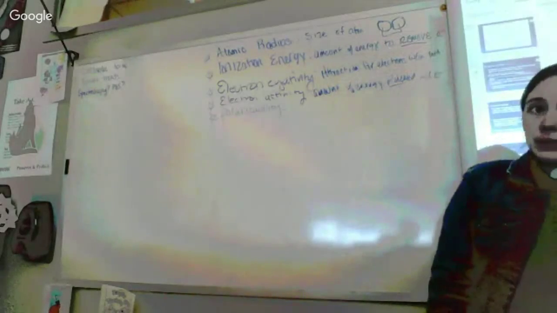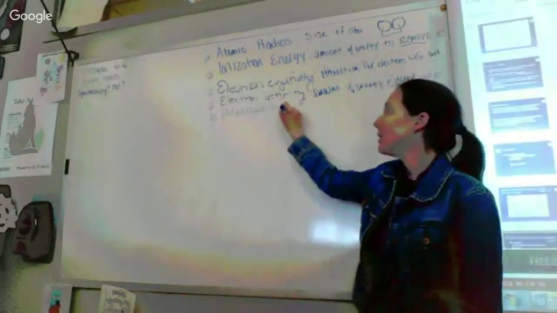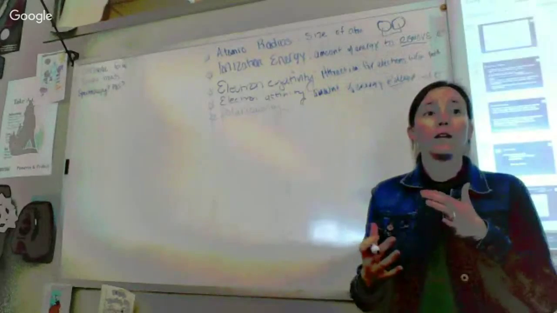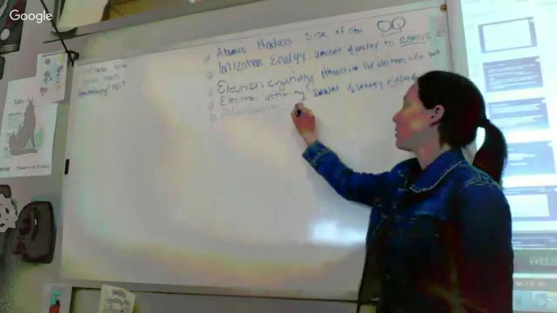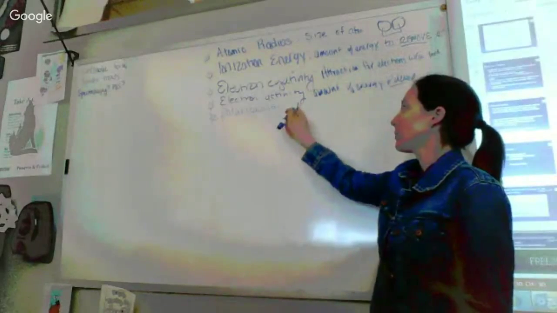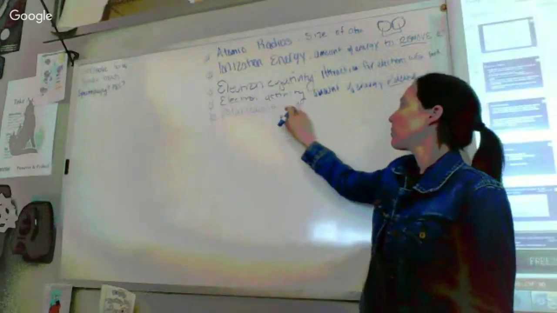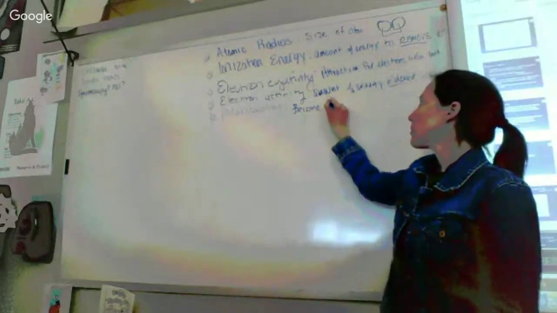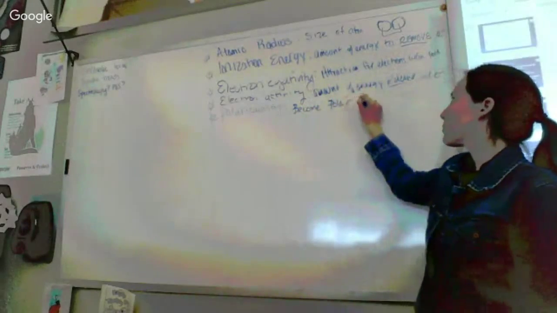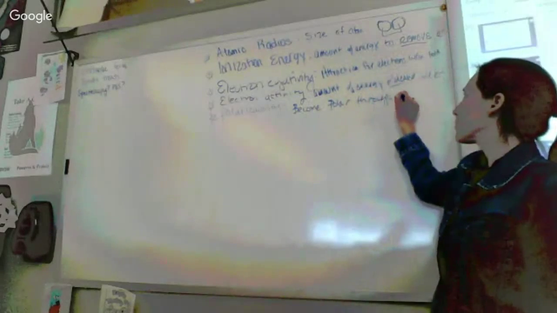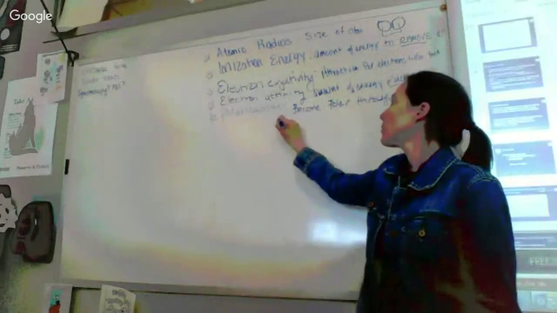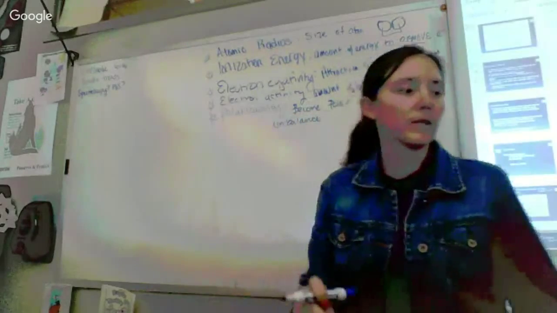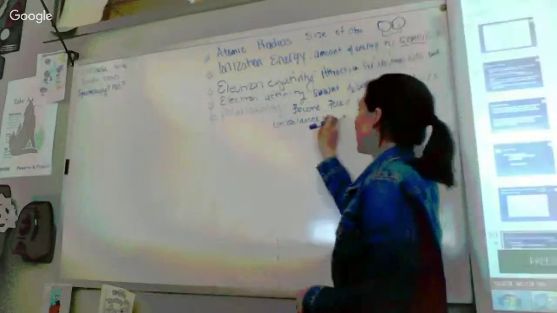And polarizability has to do with how likely it is for something to become polar, which means they have an unevenly distributed electron cloud.